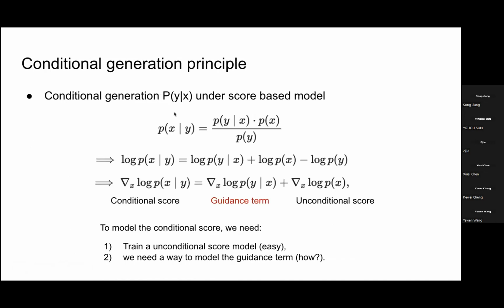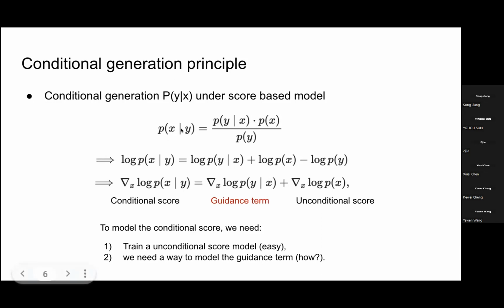Based on that, let's build up the conditional generation principle. As we said, conditional generation is that we are trying to model the conditional probability. Okay, here should be P of X given Y. I'm sorry for that. P of X given Y. And if we use a simple Bayesian rule to expand this conditional probability, we will have something like this. This is just simple Bayes rule.